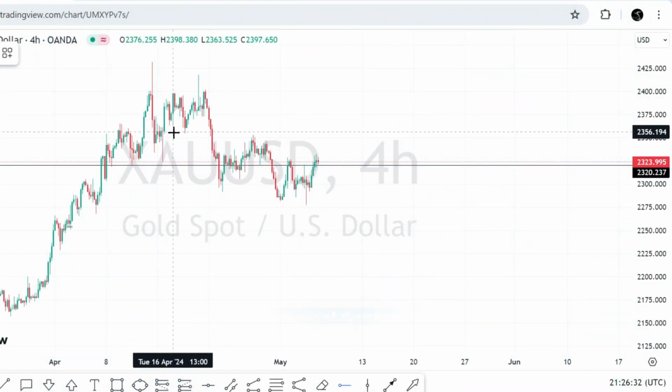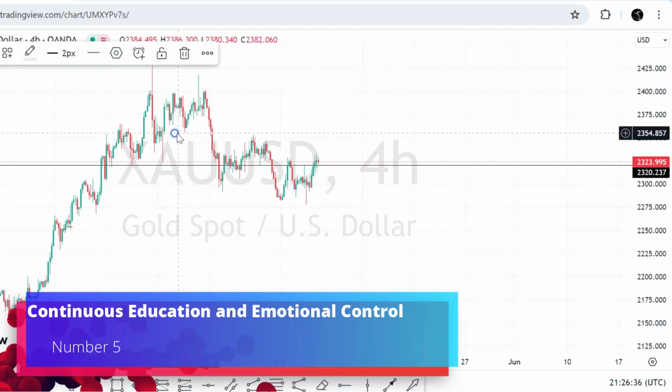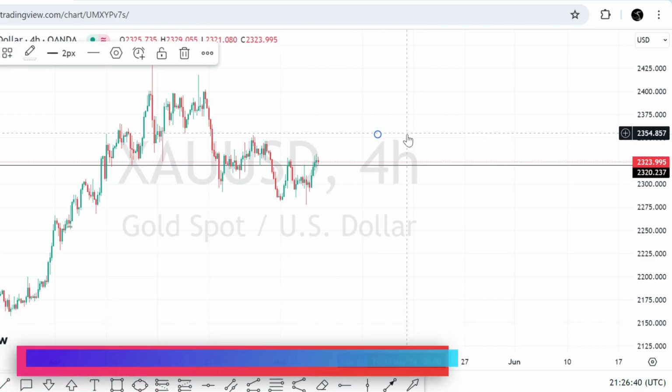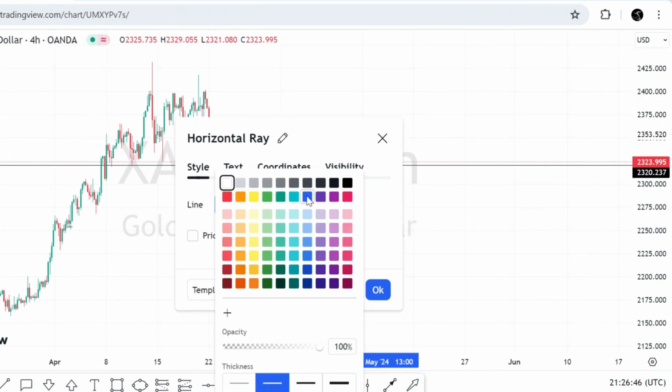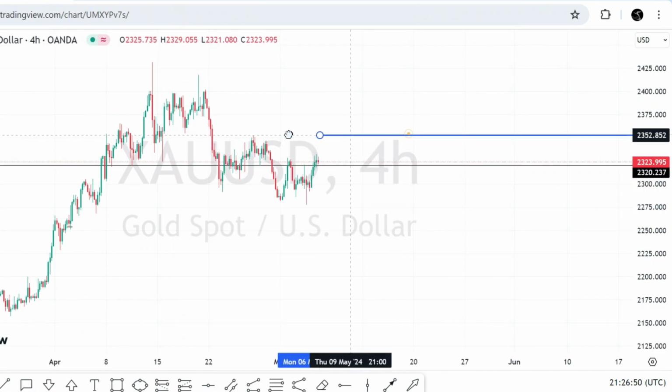Keeping up to date with market changes, trading techniques, and financial news can significantly enhance decision-making. Alongside this, managing your emotions is critical. Fear and greed can cloud judgment, leading traders to make rash decisions or cling to losing positions for too long. Practicing discipline and keeping a trading journal can help in managing these emotional aspects.